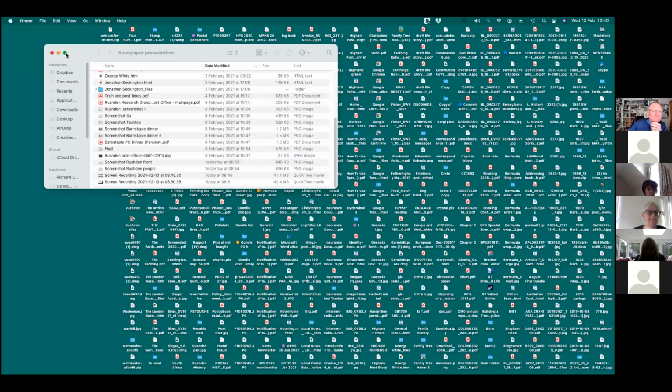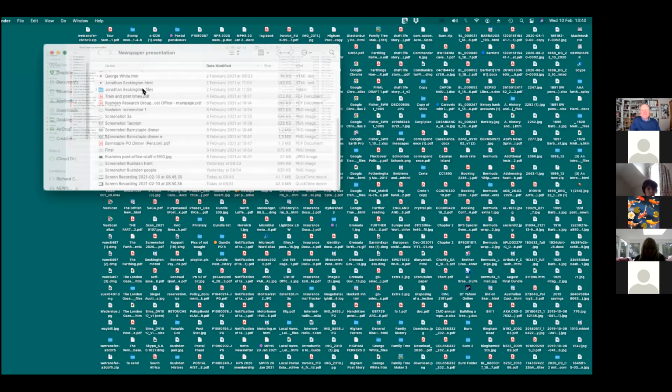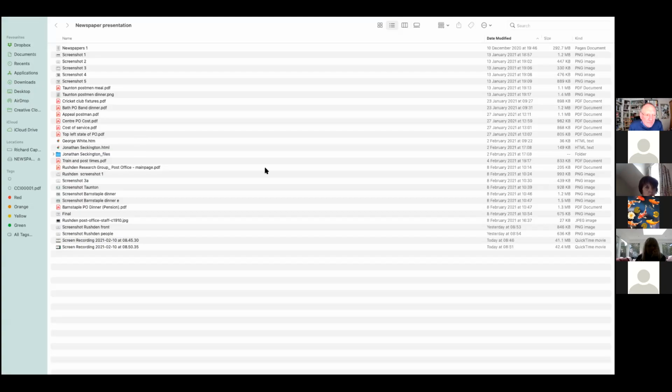Okay, so you should see this particular directory of all the things I'm going to show you now. Now that's good. I had my heart sink when that started being a problem. The first thing I want to say about using newspapers is if you can possibly avoid it, then it's probably a good idea not to.